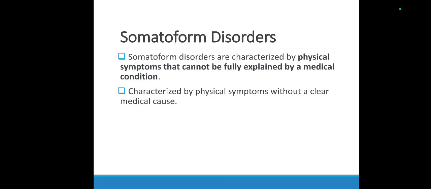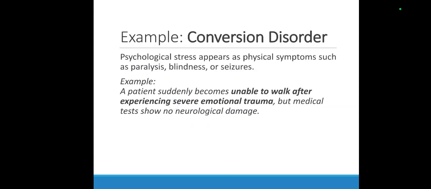Now, let's talk about the somatoform disorders, the second to the last classification of mental illnesses. Now, somatoform disorders are characterized by physical symptoms that cannot be fully explained by a medical condition because there is no medical cause of those physical symptoms. Characterized by physical symptoms without a clear medical cause. So, an example of this somatoform disorder is conversion disorder, wherein there is a psychological stress that appears as physical symptoms such as paralysis, blindness, or seizures.